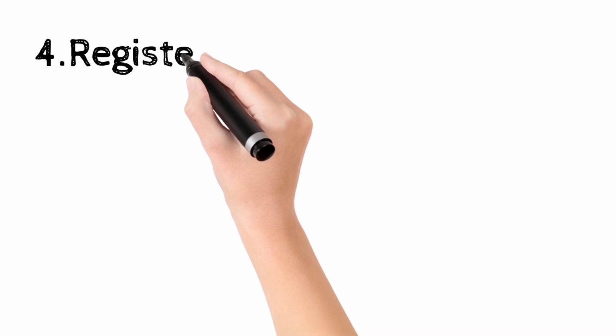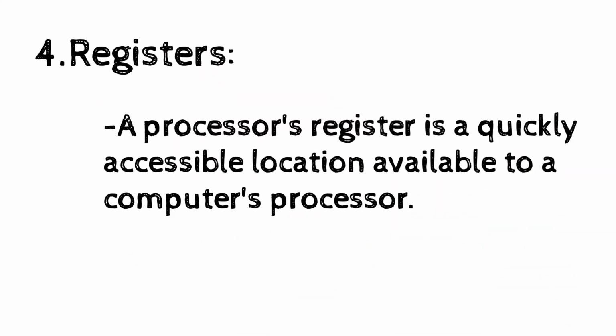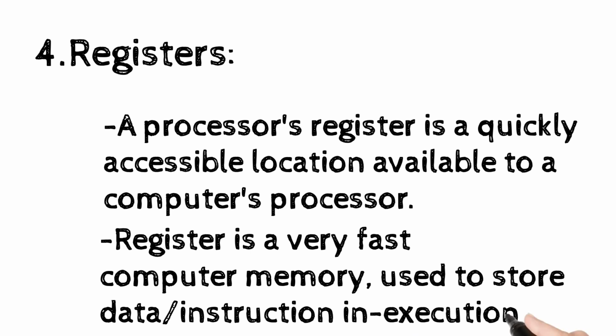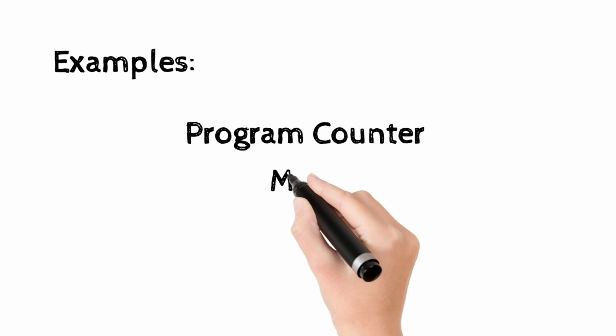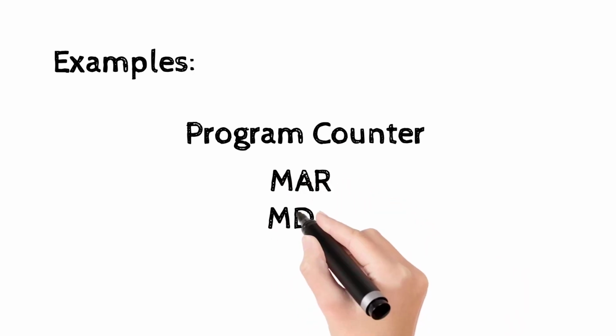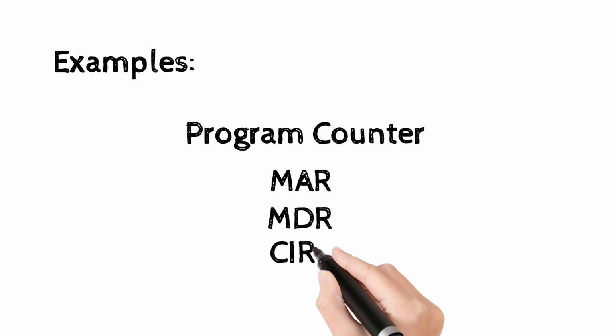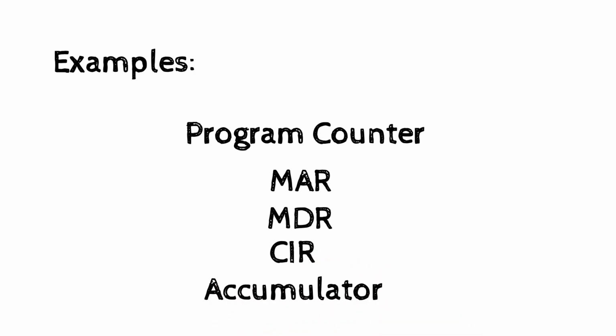And the last one is registers. A processor's register is a quickly accessible location available to a computer's processor. Register is a very fast computer memory used to store data or instruction in execution. Some of the registers are program counter PC, MAR, memory address register, MDR, memory data register, CIR, current instruction register, and accumulator.